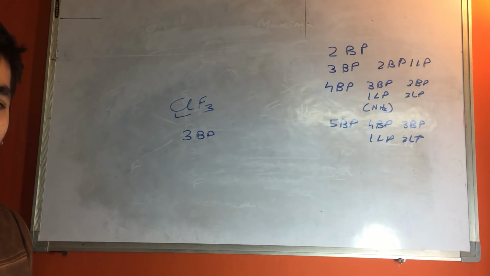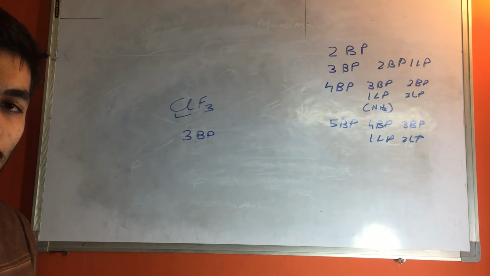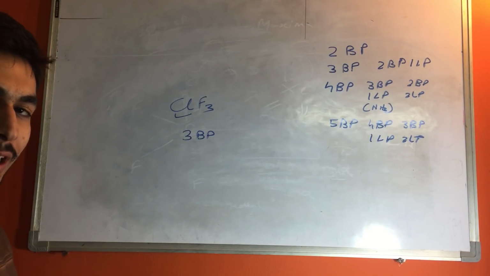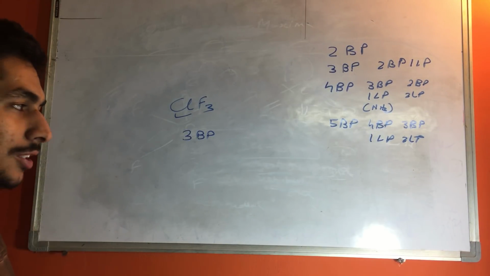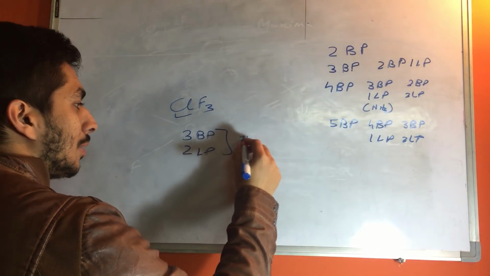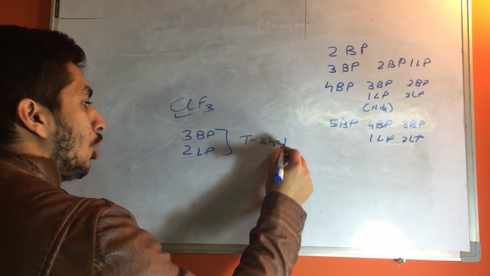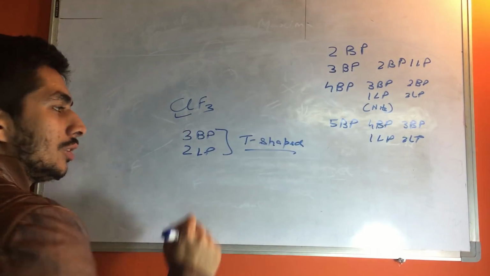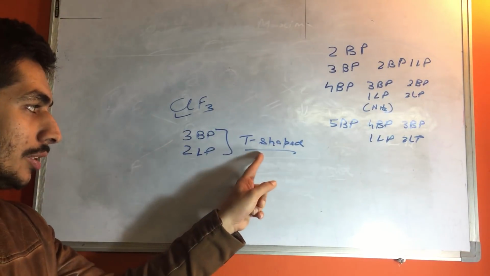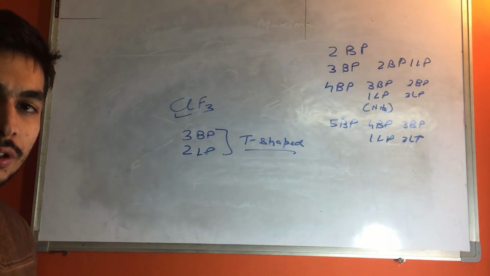Chlorine has 7 electrons in its valence shell, and 3 are participating in bonding. So that means there are 4 non-bonding electrons, or 2 lone pairs of electrons. So we have 3 bond pairs and 2 lone pairs, and the shape for these compounds is T-shaped. Again, the molecular geometry is trigonal bipyramidal because it has 5 electron pairs, 3 bond pairs plus 2 lone pairs, but the shape is T-shaped.